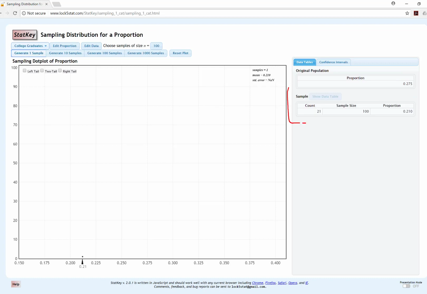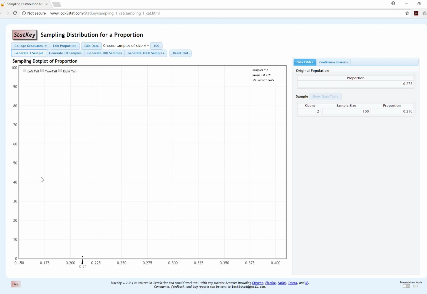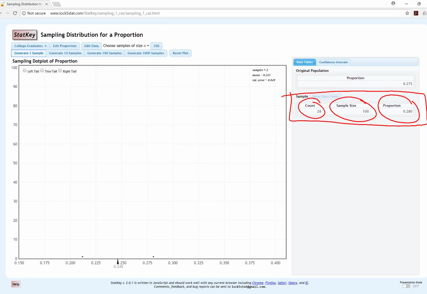On the right, we can see our first sample, where 21 out of 100 had a bachelor's degree or higher. This gives us a sample proportion of 0.210. This sample proportion is represented by this dot. Let's generate another random sample. On the right, we can see that in our second sample, 28 out of 100 had a bachelor's degree or higher, for a sample proportion of 0.280. This second sample proportion is represented by another dot on our sampling distribution dot plot.